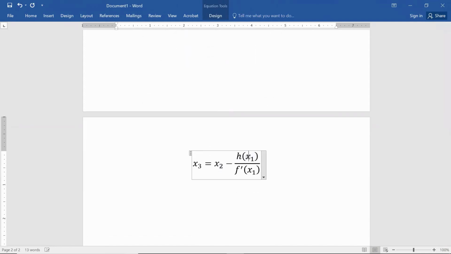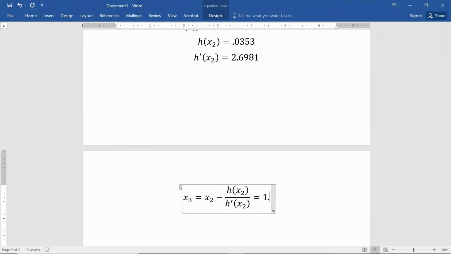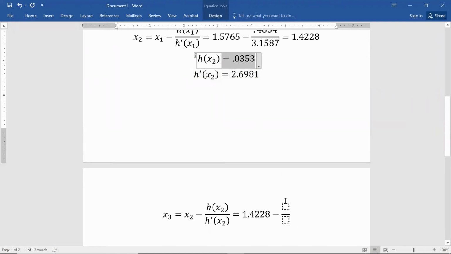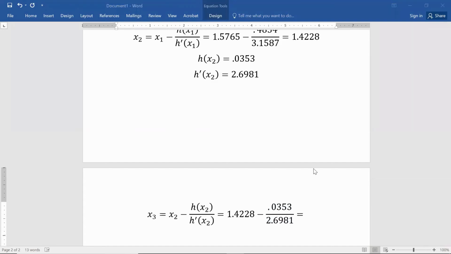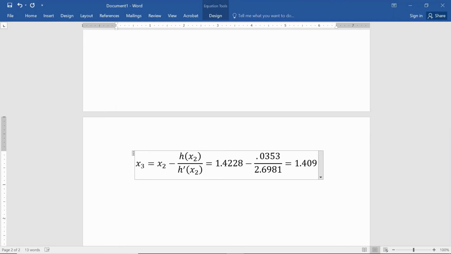So doing another iteration gives us 1.4228. That's where our starting point is. And then we're going to adjust that by the fraction whose numerator is 0.0353 and whose denominator is 2.6981. The number I get out is 1.4097.